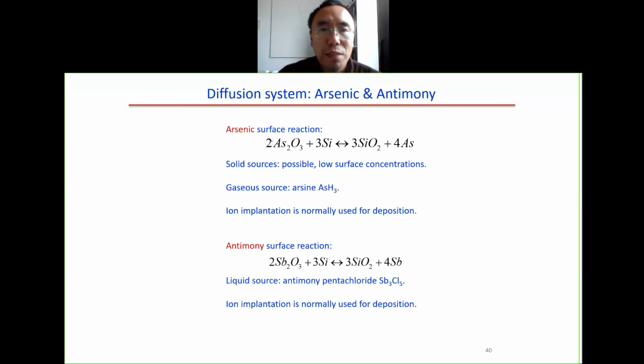For the arsenic, it is possible to have the solid source, but normally we use arsine, and ion implantation is normally used for the doping. For antimony, it's the same thing. So we have this antimony oxide reacting with silicon to form this silicon oxide and antimony dopant. So the liquid source can be antimony chloride, but usually we do ion implantation for the doping of antimony and arsenic. Okay, thank you.